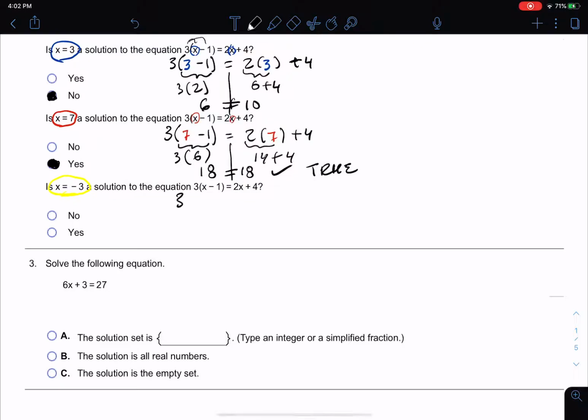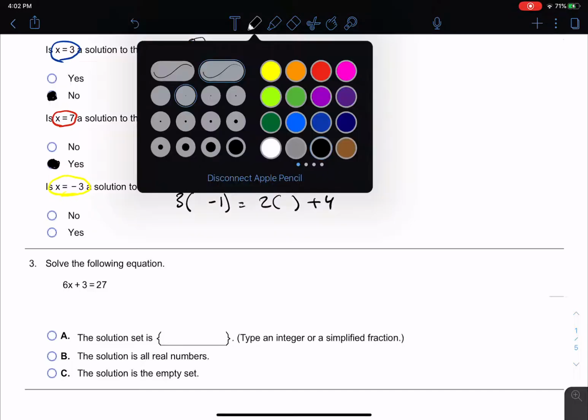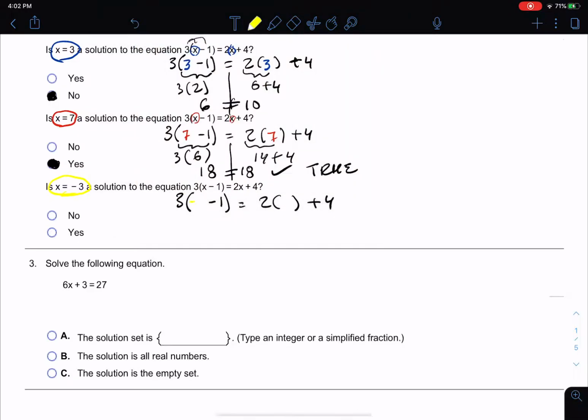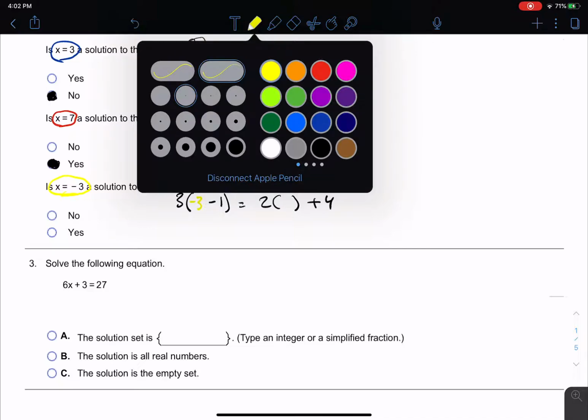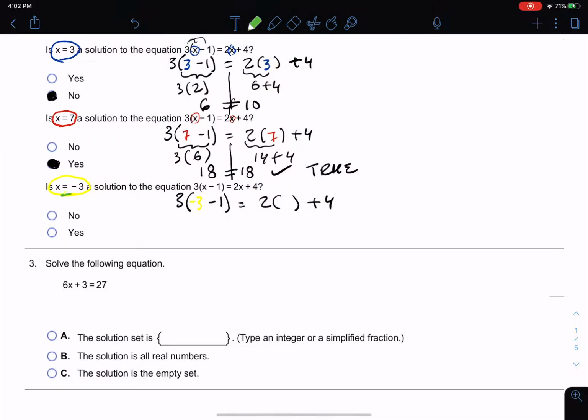But we got 3 times x minus 1. Does it equal 2 times x plus 4? We replace that x value with negative 3. Can't see that at all. Green. Or maybe it's my old 51-year-old eyes that can't see it. But anyhow, replace x with negative 3.